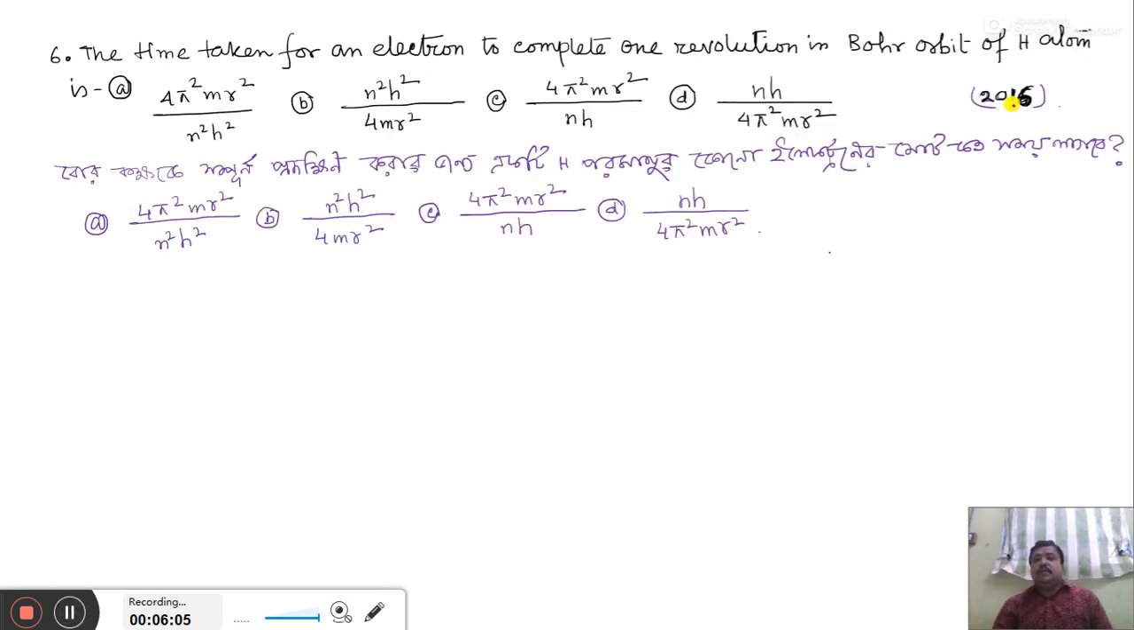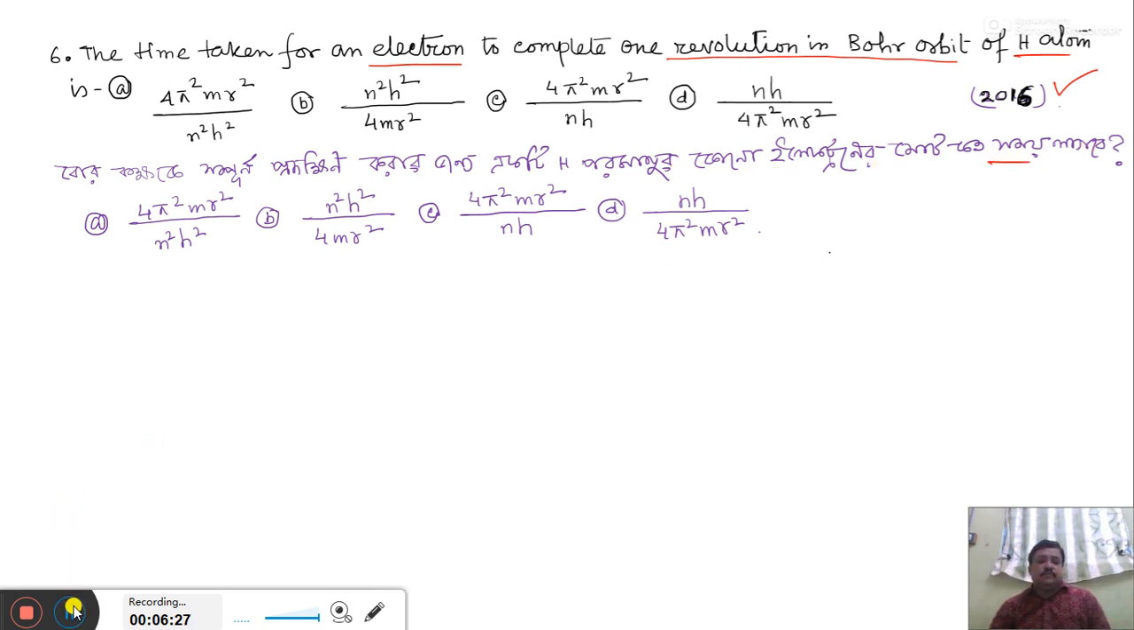The next question came in the 2016 West Bengal Joint Entrance Examination. The time taken for an electron to complete one revolution in the Bohr orbit of the H atom is the following option.